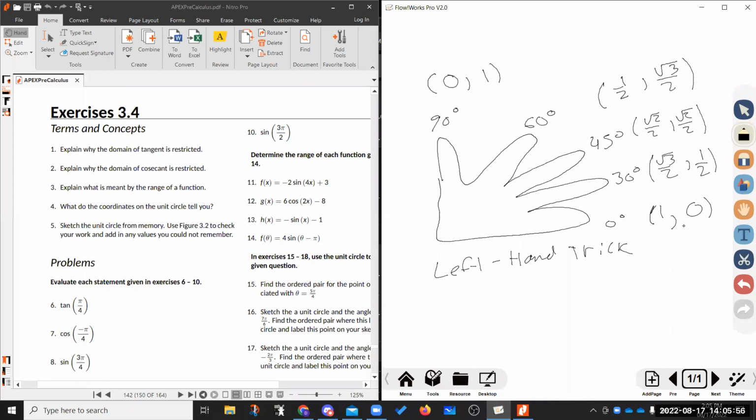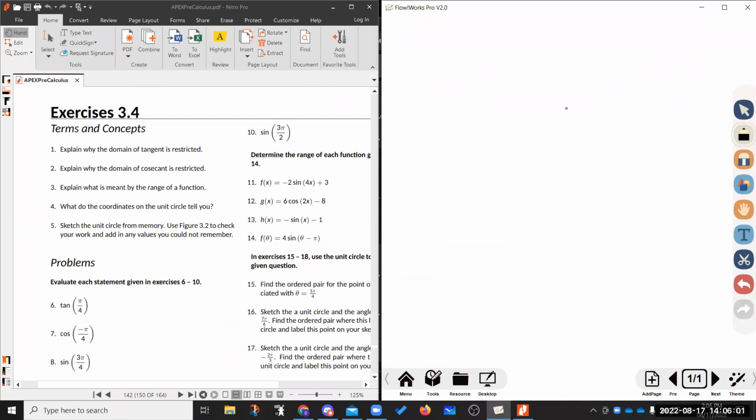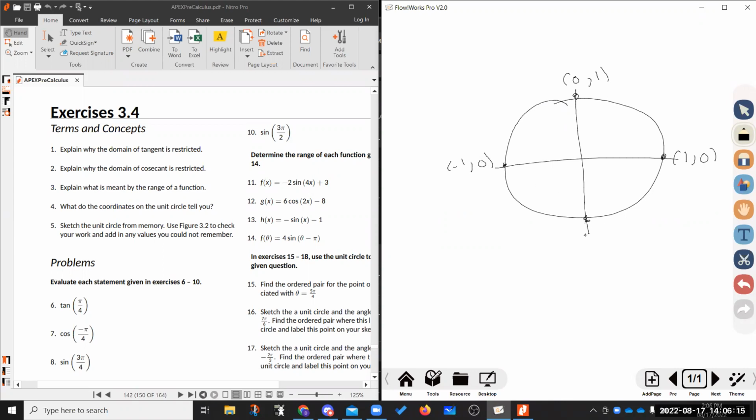Okay, now sketch a unit circle from memory. So, circle quadrants, let's put our quadrantal points first. That's (1, 0), that's (0, 1), that is (-1, 0), and that's (0, -1). Now I'm going to make my first quadrant here. This is root 3 over 2, 1/2, root 2 over 2, root 2 over 2. This is 1/2, root 3 over 2.